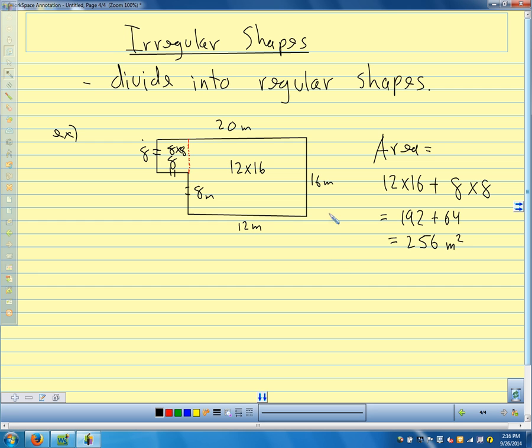And if we wanted the perimeter, I would just add all these pieces together. 20 plus 16 plus 12 plus 8 plus 8 plus 8. That would give me my perimeter. So that's all we need to do for irregular shapes. Just divide them into regular ones and use what we already know.